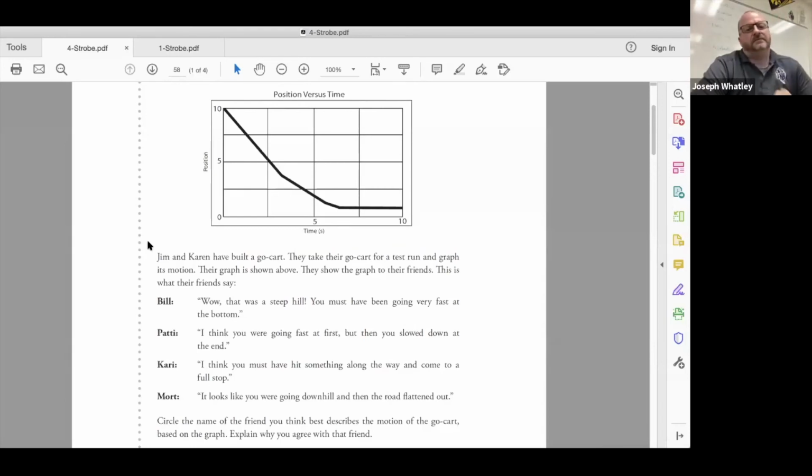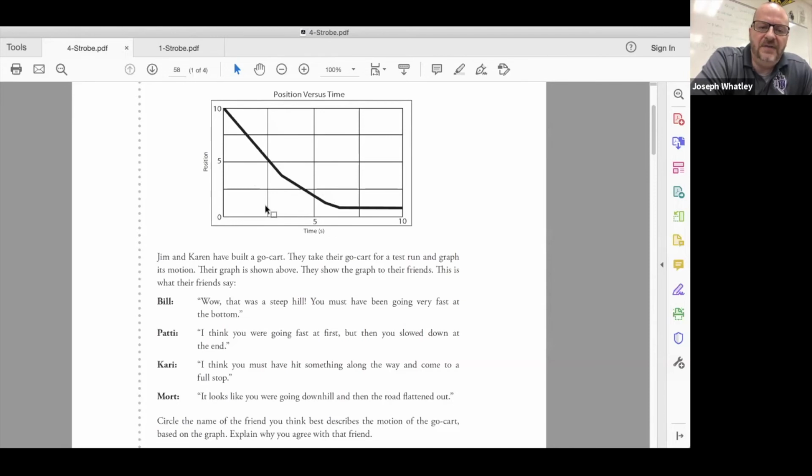All right, now it's a position versus time graph, right? And most people just kind of disagreed with what was going on down here because one said you're going fast, one said you're going slow, one said you stopped, and the other one said the road flattened out. Well, Mort said the road flattened out, but this is a position versus time graph, okay? So at time point 0, I come up, I'm at position 10. Let's call these meters because it's not labeled. We can make it what we want. So I'm at the 10-meter mark at time point 0.